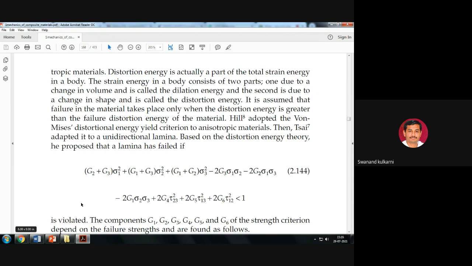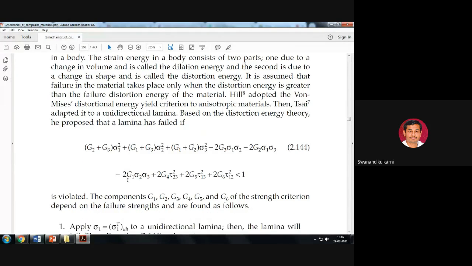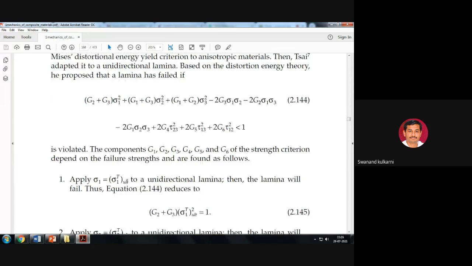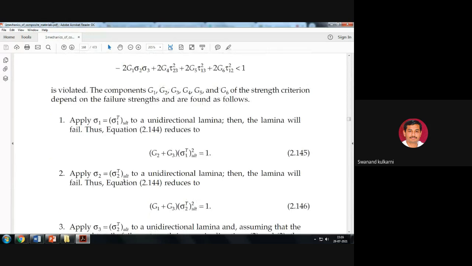So if some of you are interested in any kind of analysis of composite materials, then this kind of theory will be very, very useful for you. Then we will try to understand what is meant by G1, G2, G3, G4, G5, G6. All these are the strength criteria. So for sigma 1, when we use this particular concept, we now know which particular stress should be considered as positive.